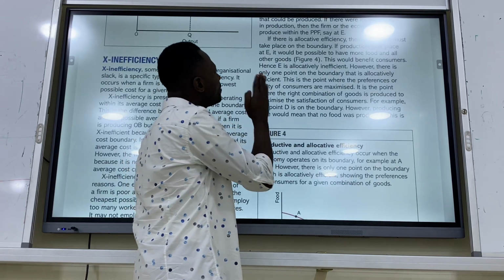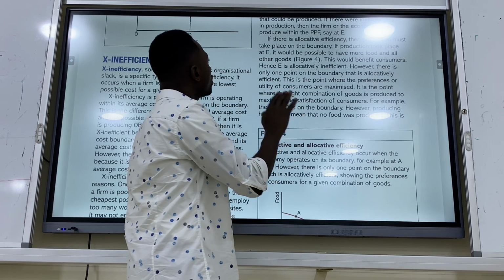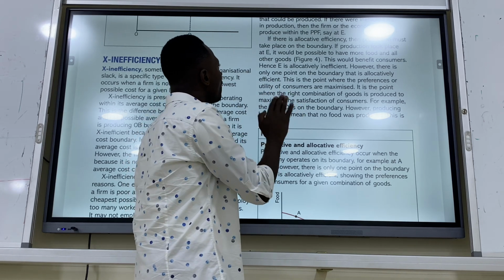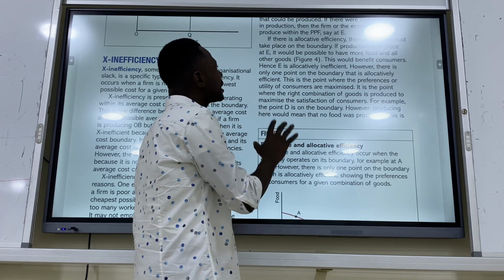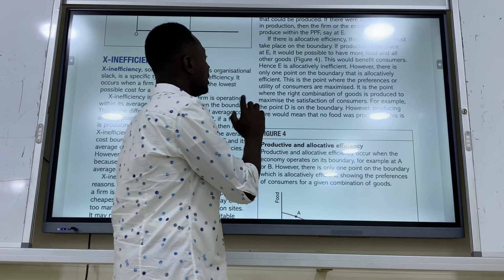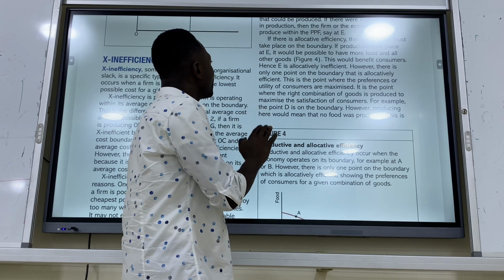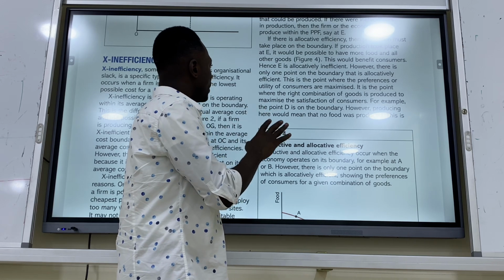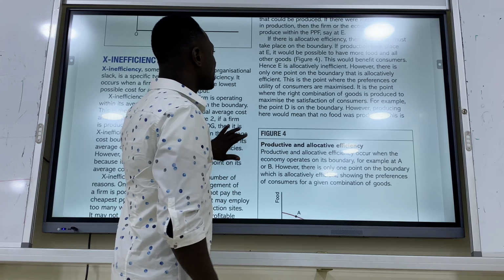Now, if there is allocative efficiency, then production must take place on the boundary. If production took place at E, it would be possible to have more food and all other goods. This would benefit consumers. Hence, E is allocatively inefficient. However, there's only one point on the boundary that is allocatively efficient. This is the point where the preferences or utility of consumers are maximized. It is the point where the right combination of goods is produced to maximize the satisfaction of consumers.